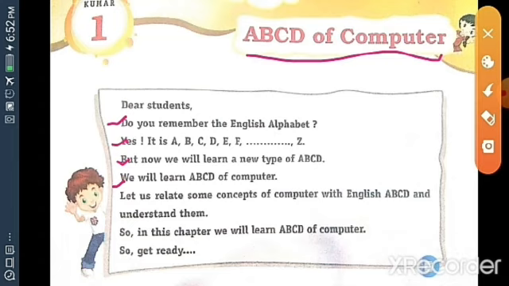Okay, let us relate some concepts of computer with English ABCD and understand them.